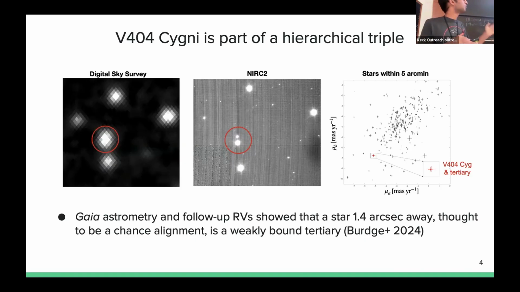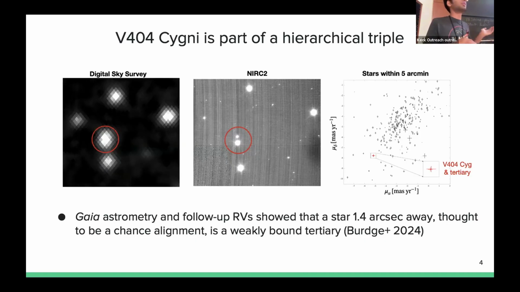And you can see around 1.4 arc seconds to the north of the target, there is another star. And for many years, people thought, oh, this is just some kind of annoying interloper. It's a chance alignment. However, using Gaia astrometry and follow-up RVs, it was shown that the proper motions of that star are actually consistent with that of V404 Cygni, and its RV is consistent with the systemic RV of that system. And so therefore, it's actually a weakly gravitationally bound tertiary and not a chance alignment.